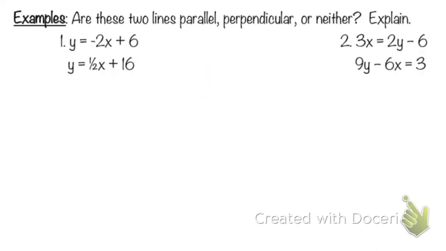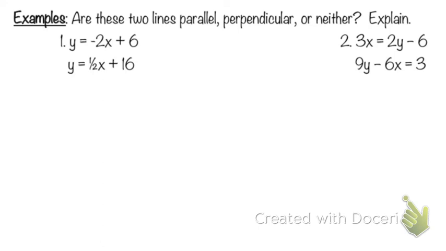Okay, continuing on. Are these two lines parallel, perpendicular, or neither? Well, how would we know if they're parallel? You can make your own graph, but what else would we know about the slopes if they're parallel? They would be the same. So if these lines have the same slope, they'd be parallel.